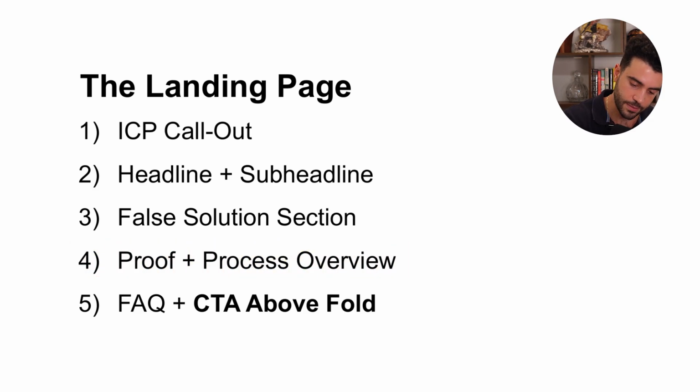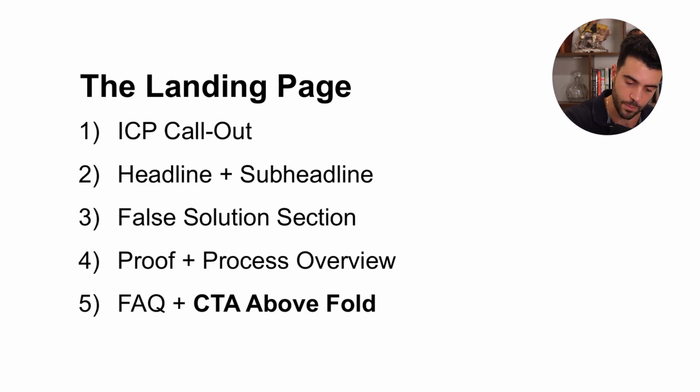Then we're going to have a FAQ section, and then we're also going to have a proof section that should come right above the process overview, which is basically you just supporting your claims. And you can mix around with how you actually place this. You can put the proof section above the subheadline. You could put the false solution at the bottom. You don't really have to put them in this order, but this is what we just found easiest to follow.